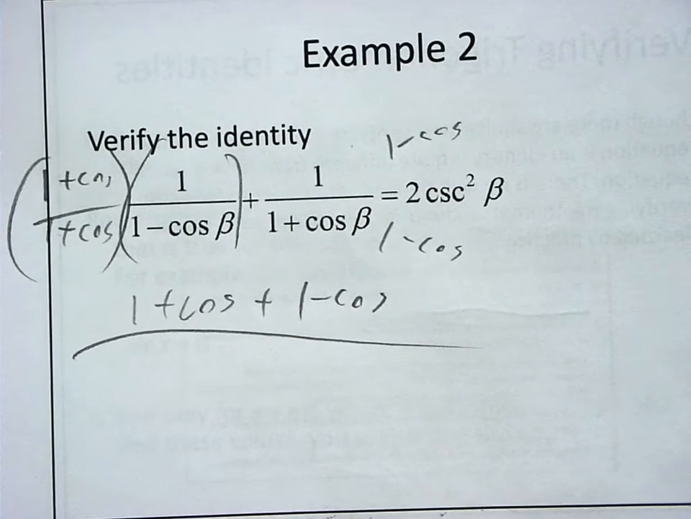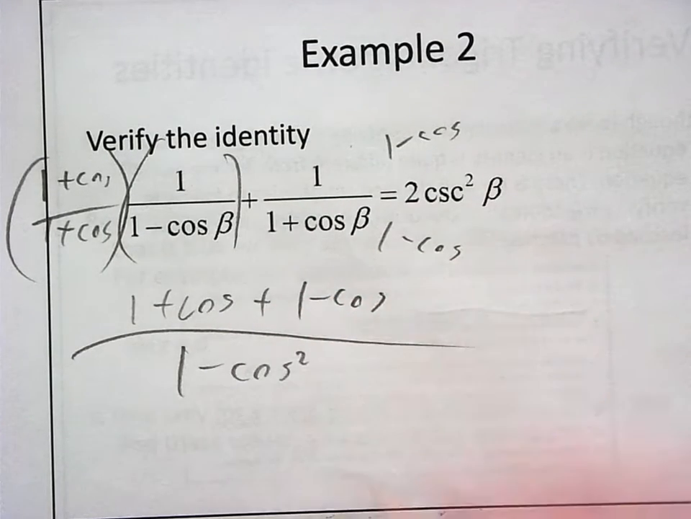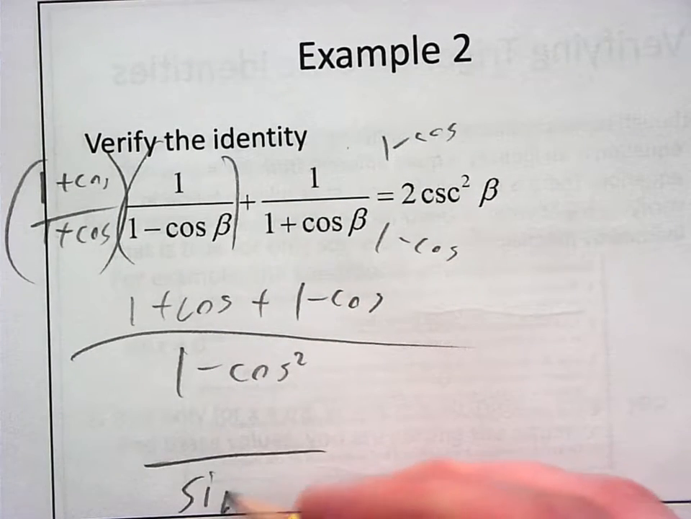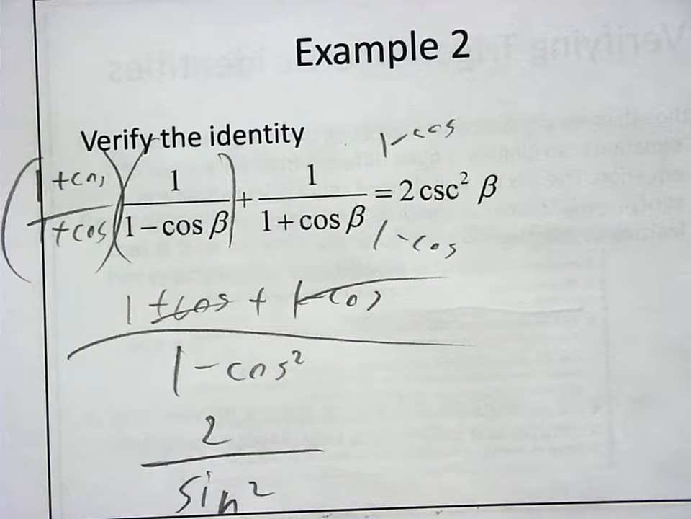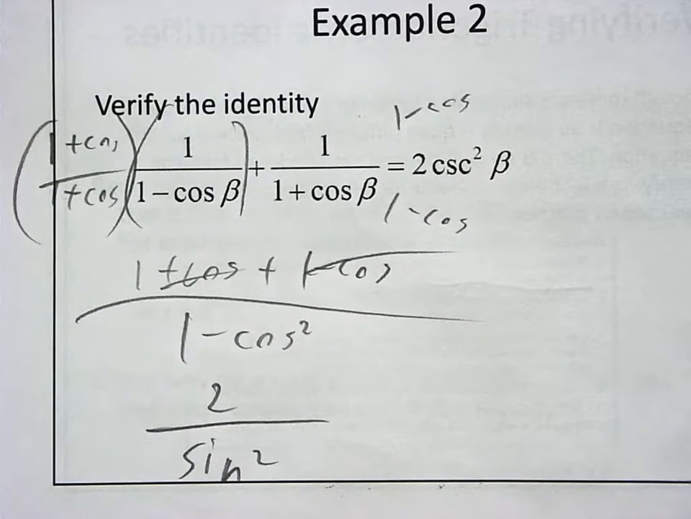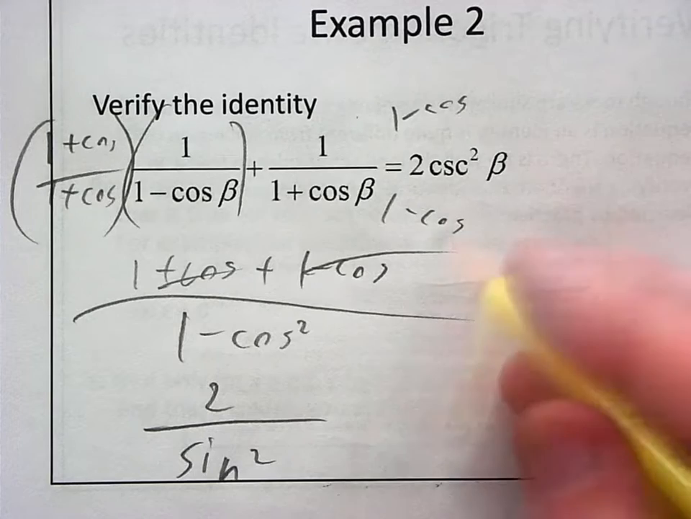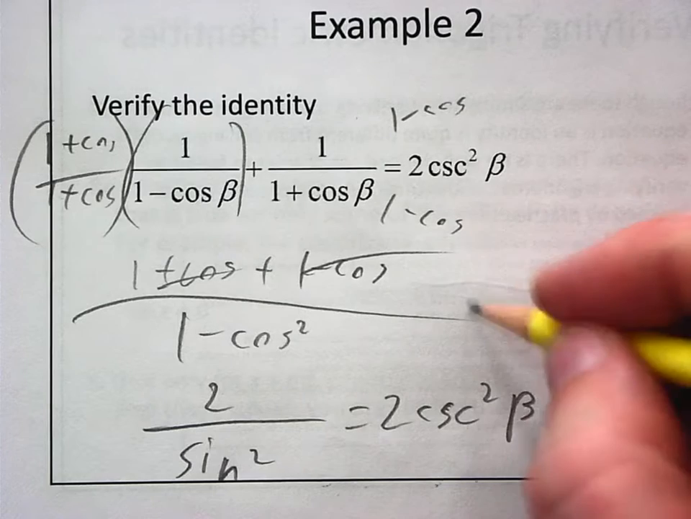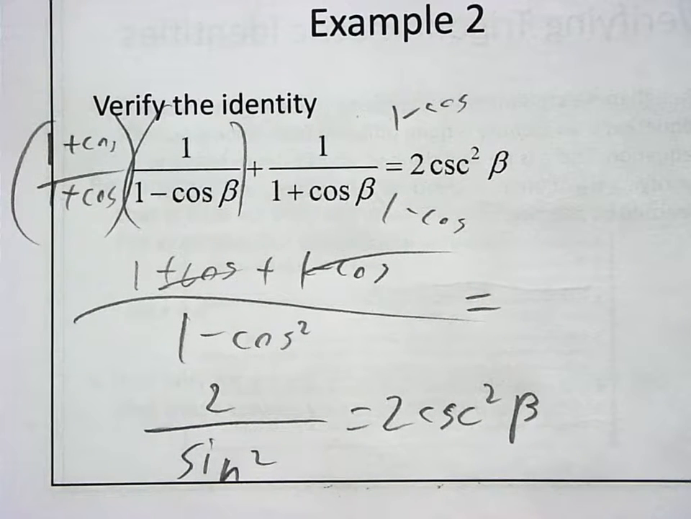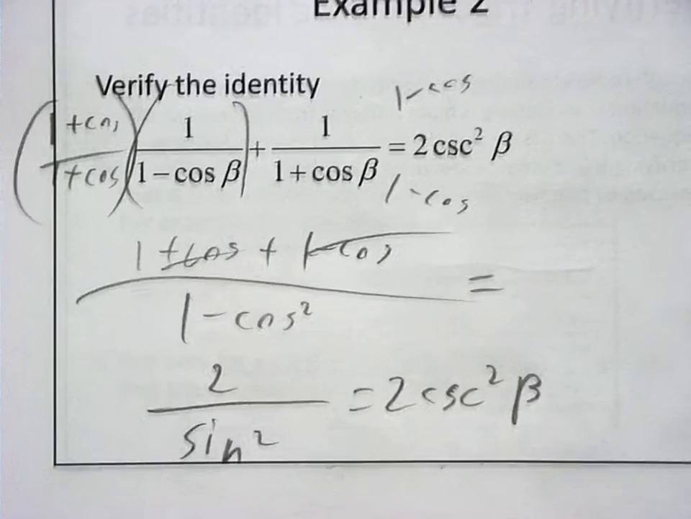The combined denominator is going to be what? 1 minus cosine squared. And what is 1 minus cosine squared? Sine squared. And on top, what do I end up getting? 2, because the cosine minus cosine will go away. You're left with 2 over sine squared, and that's the same as what? Yeah, 2 times cosecant squared. Any harder? A little bit. Is everybody good on that one, or are there any questions?